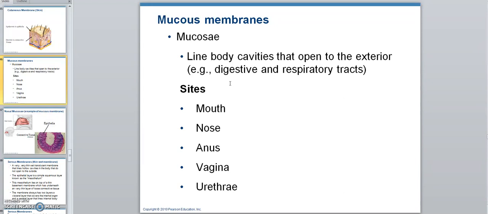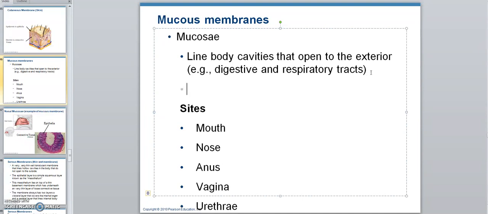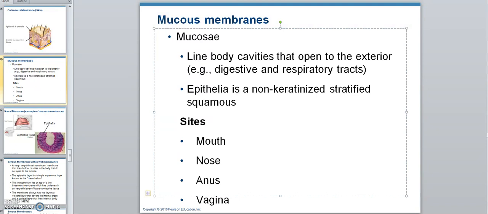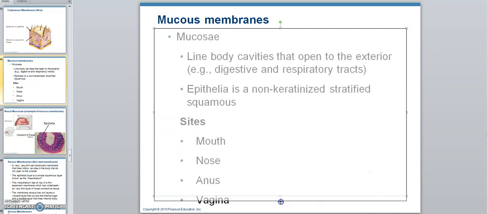What a mucous membrane has is a layer, and I'm going to come right here and put that. What a mucous membrane has, let's say, the epithelia, let's just put it here, is a non-keratinized, stratified squamous. Okay, I'm putting it in as we talk. The epithelia is a non-keratinized stratified squamous.